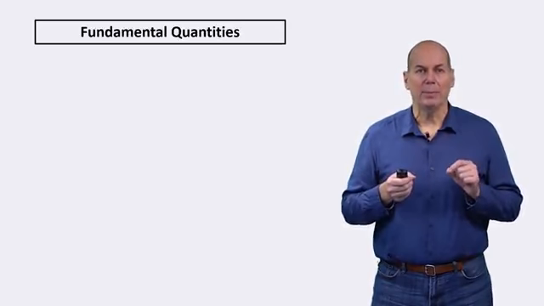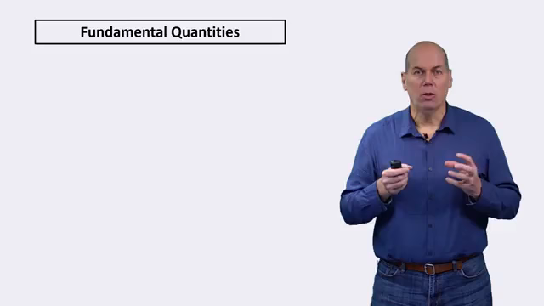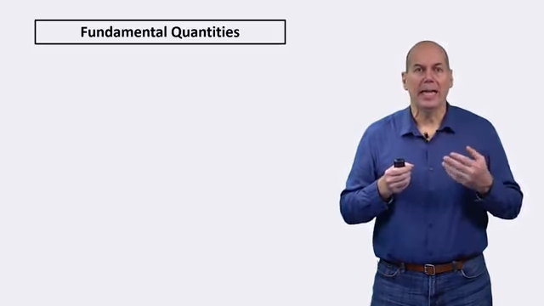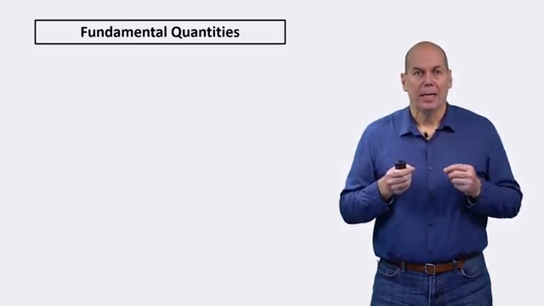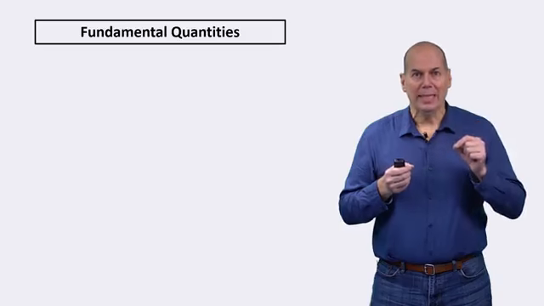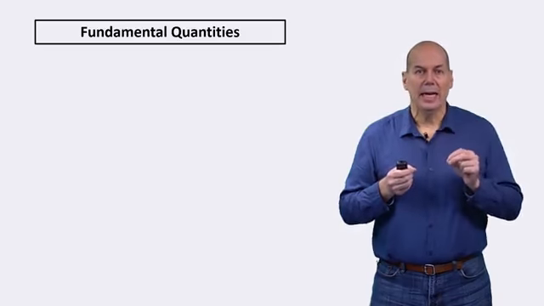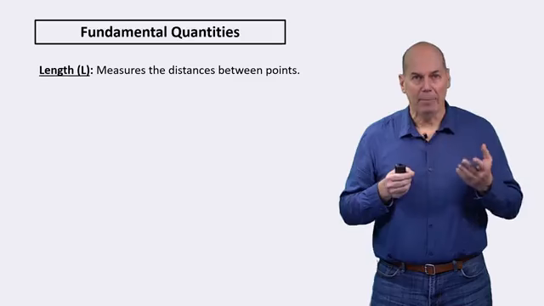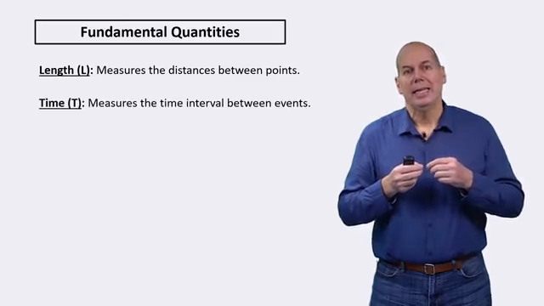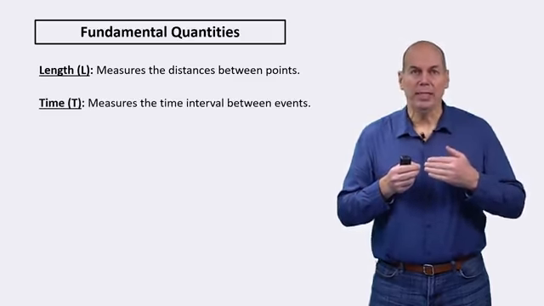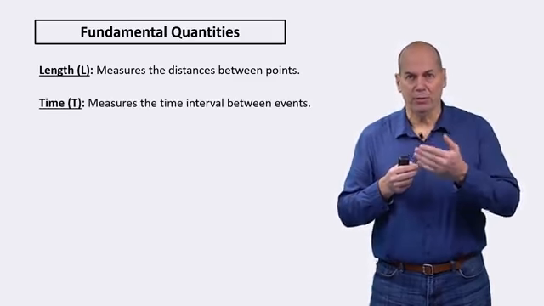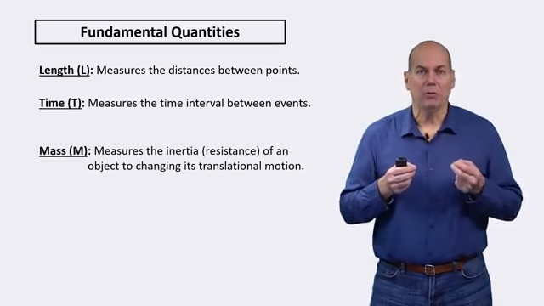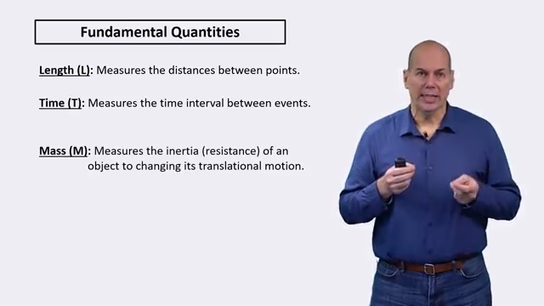Fundamental physical quantities in mechanics are a set of basic quantities based on which any other quantity in mechanics can be defined. This basic fundamental set of quantities are length, which measures the distance between 2 points, time, which measures the time interval between 2 events. It could be positive or negative if the second event precedes the first one, and mass, which measures the inertia of a body to changes of its translational motion.